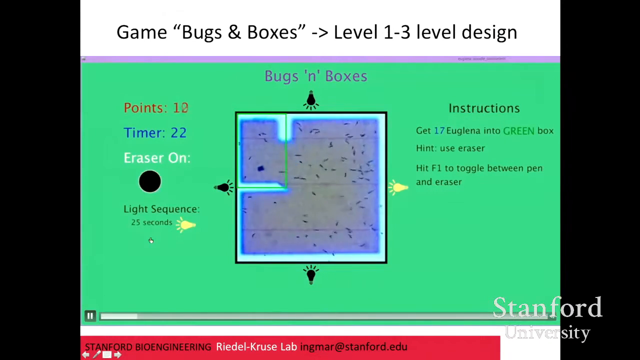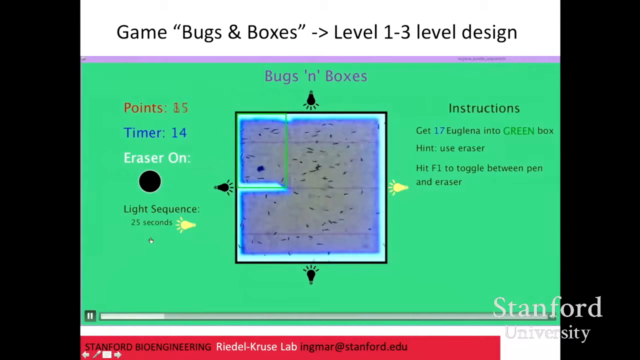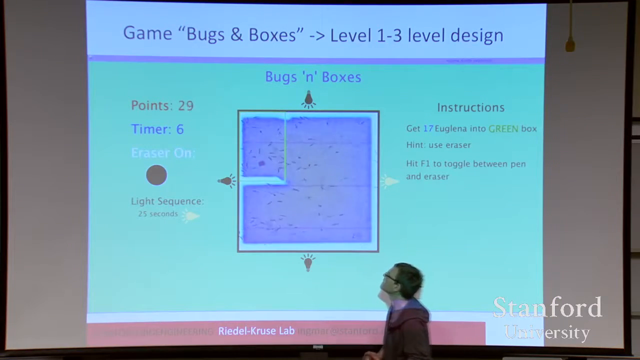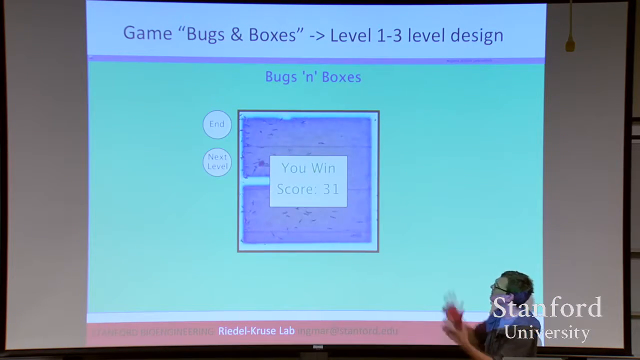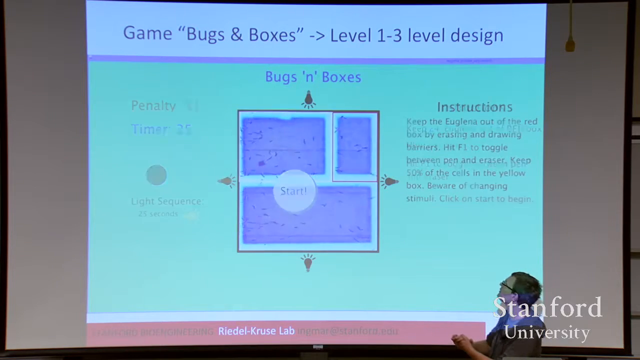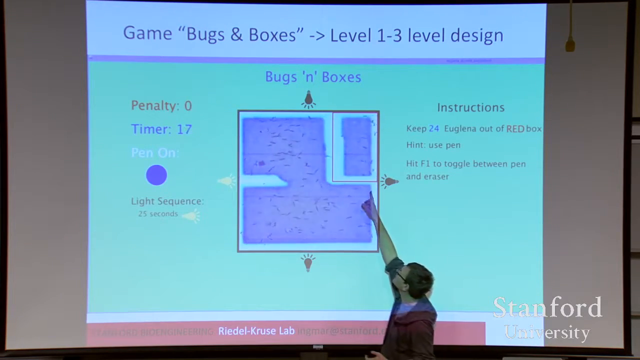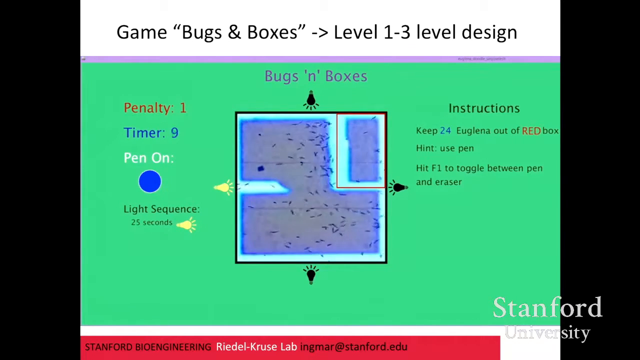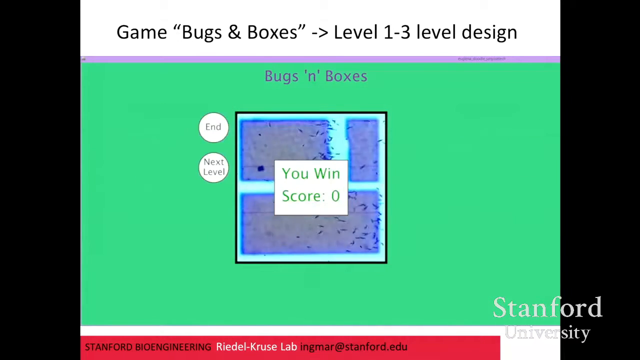Okay, so again, first level, cells need to go in there, so you do it successfully by erasing this boundary. The timer runs up, you have enough cells in there which are tracked, so good. Next level is don't get any cells in there, so basically you need to draw a boundary. You do this, keep all the cells out, very good.